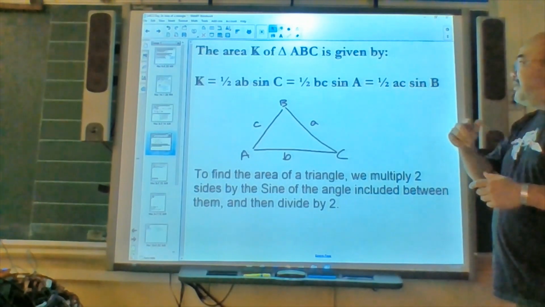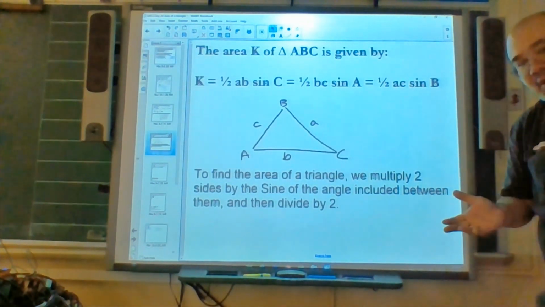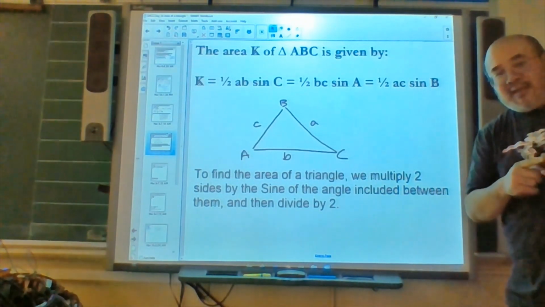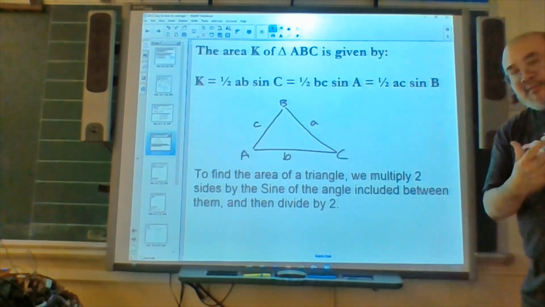Okay, now in this case, keep in mind, we don't need to have letters A, B, and C. Just know that if we know two sides of the triangle and the measure of the included angle, we have enough to find the area of a triangle using sides.